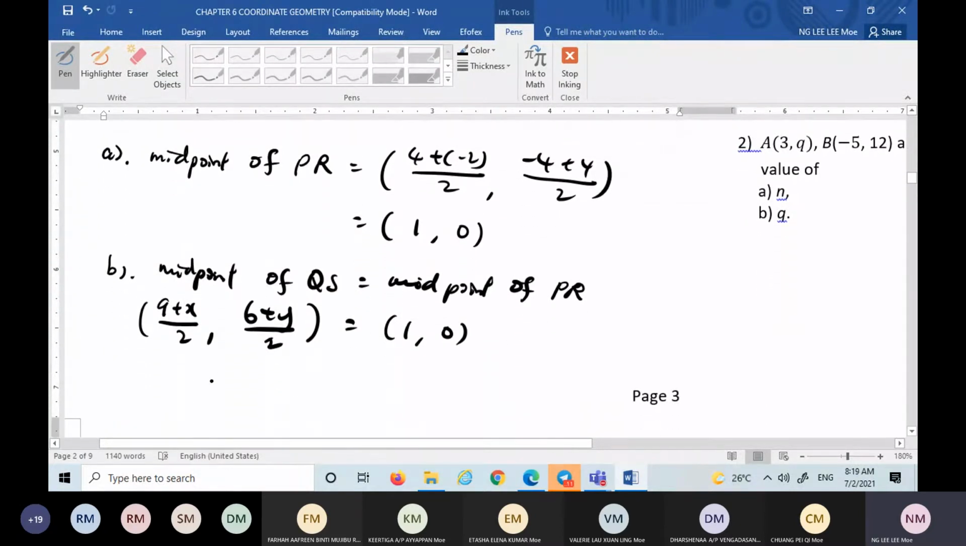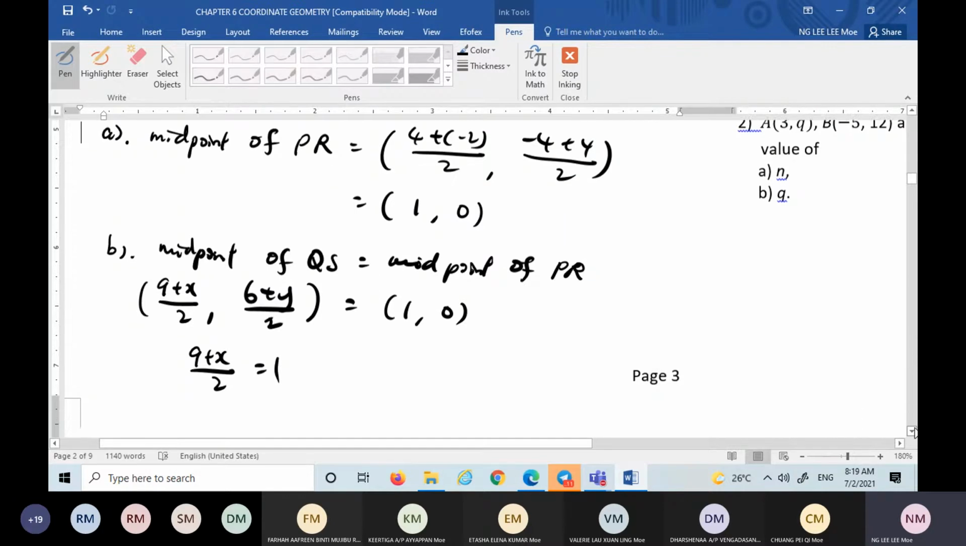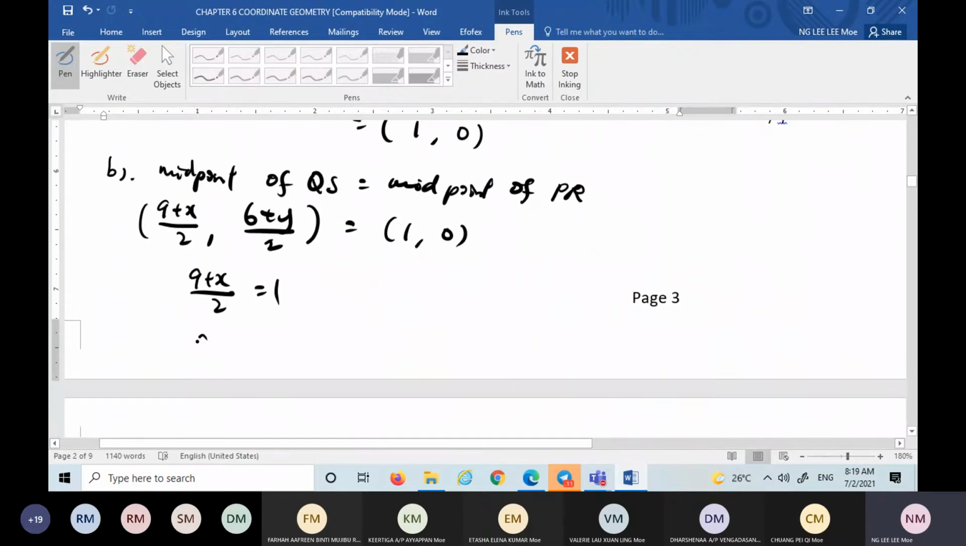Then you solve one by one. For the x coordinate, let this equal to 1. Then you solve for x. So (9 plus x) over 2 is 1, so 9 plus x is 2. So x is 2 minus 9, which is -7. Then you solve for the y coordinate. (6 plus y) over 2 is 0. 2 times 0 is 0. And then y is -6.